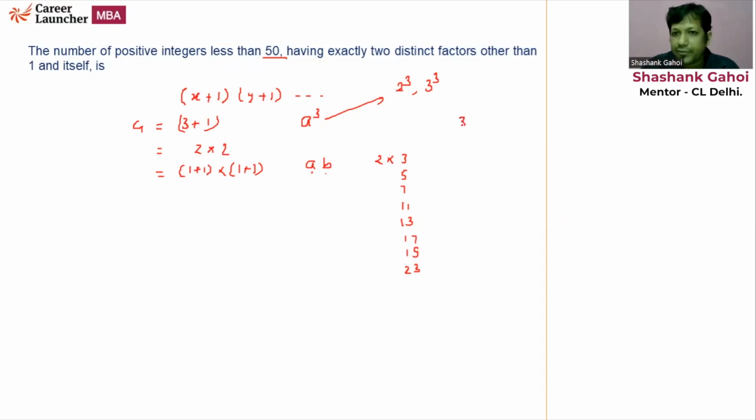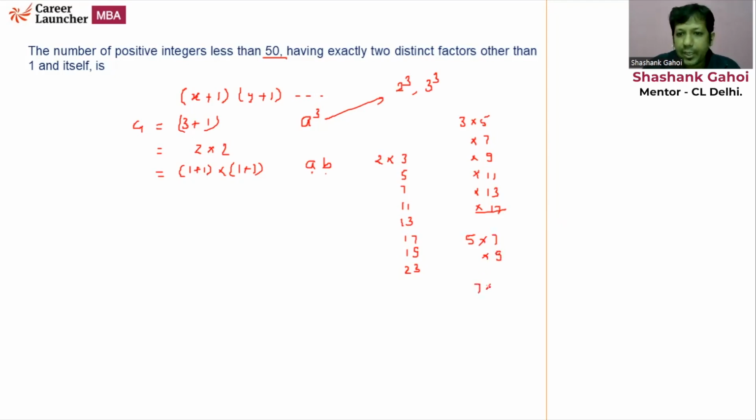Now I can also have 3 into 5, 7, 9, 11, 13. If I take 17, product is going to be greater than 50, so I can't take 17. Okay. Now I can go with 5, 5 into 7, 5 into 9. I can't take 5 into 11.